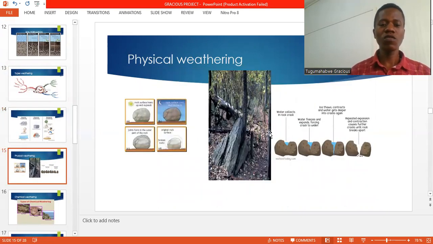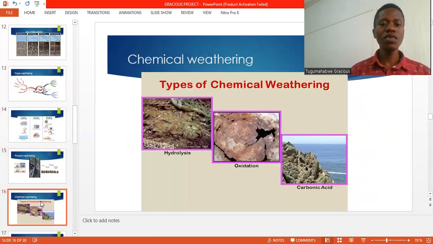These are also visual aids. We have a picture, then diagrams showing the physical weathering. I can bring it to explain how physical weathering takes place. Then we have the chemical weathering also.